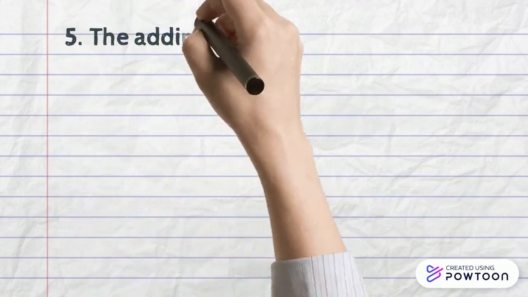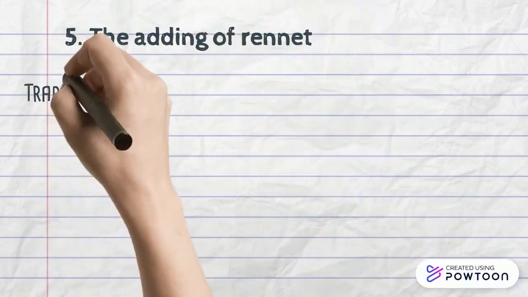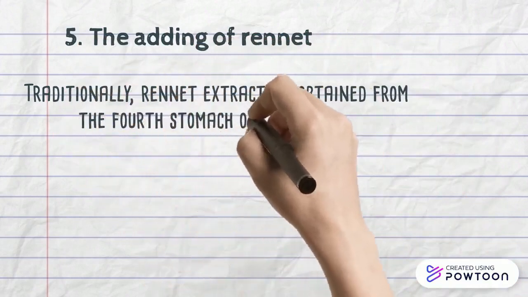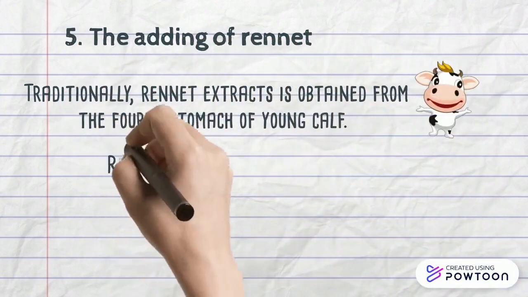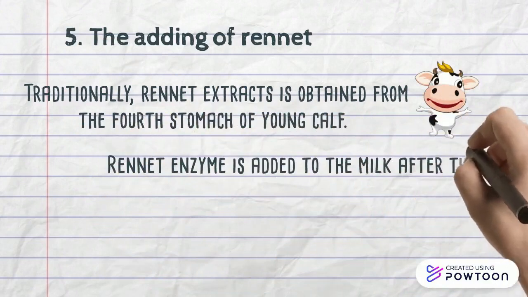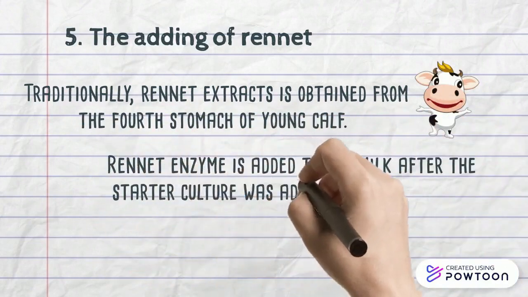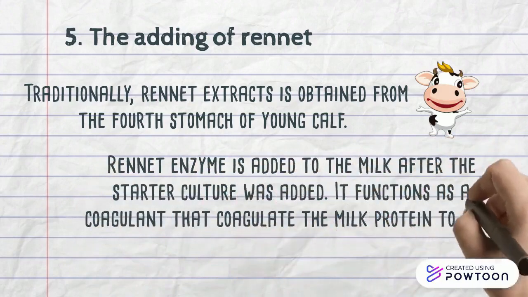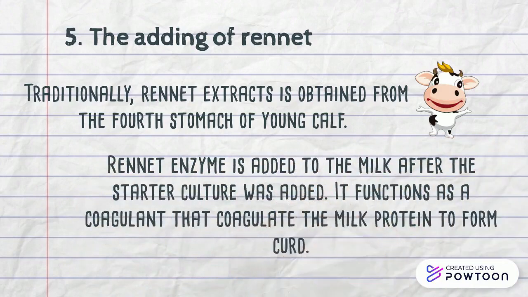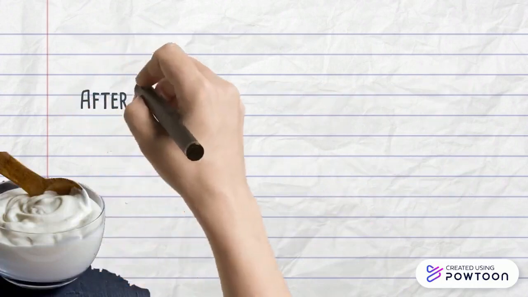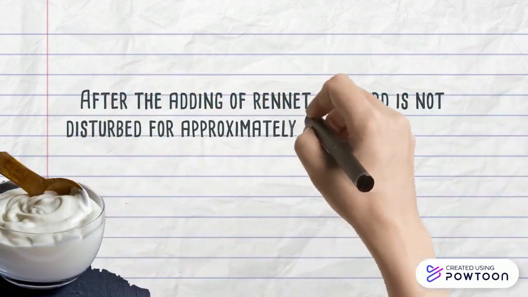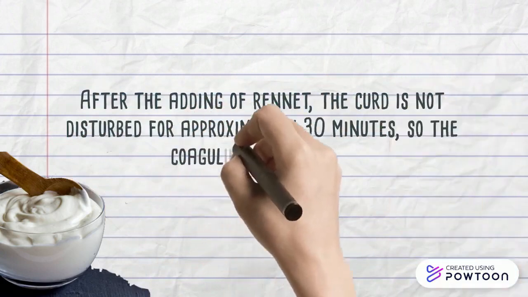The adding of rennet. Traditionally, rennet extract is obtained from the stomach of young calves. Rennet enzyme is added to the milk after the starter culture was added. It functions as a coagulant that coagulates the milk protein to form curd. After the adding of rennet, the curd is not disturbed for approximately 30 minutes, so the coagulum will form.